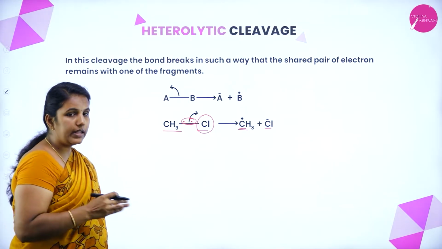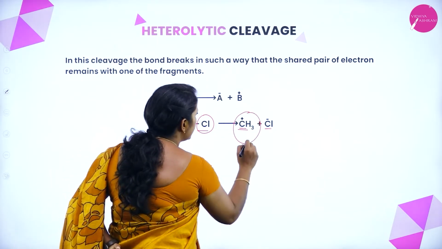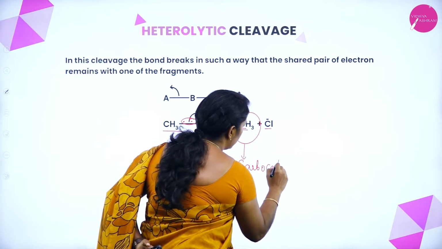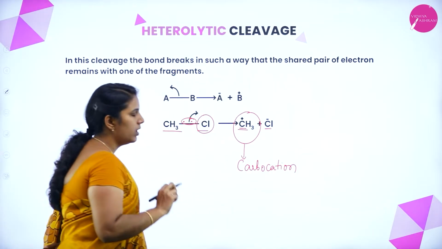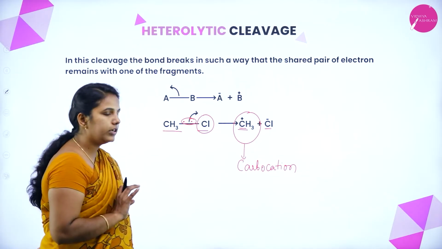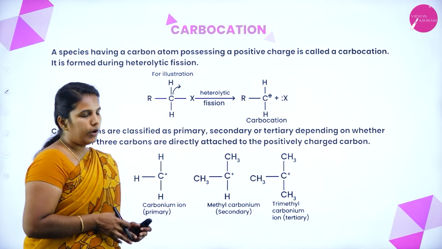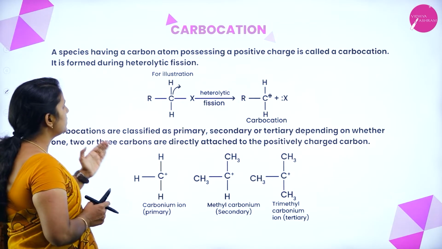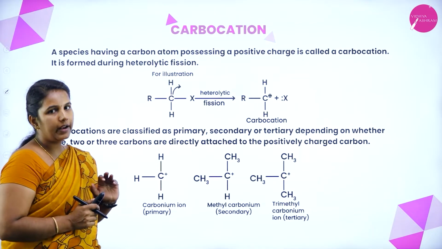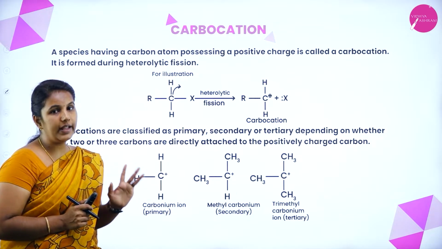In this way, the carbon gains a positive charge. If the carbon has a positive charge, we call it what? Carbocation. So you can see how a carbocation will be formed here. The species having a carbon atom possessing a positive charge, we call it what? Carbocation. Remember the carbocation, which is one of the intermediates of heterolytic cleavage.